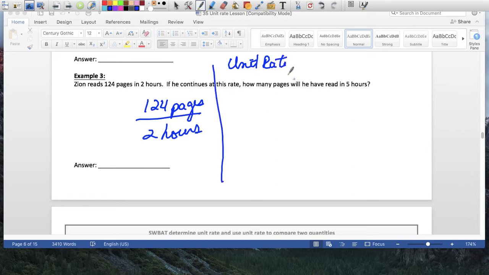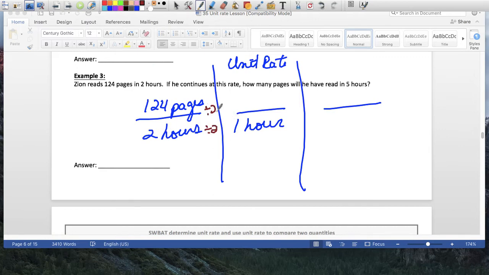So we have 3 columns on there. So your unit rate is going to have 1 hour at the bottom, yeah? So how do we change the 2 to 1? We divide by 2 and divide by 2 over here. So 124 divided by 2 is 62. So we write 62 pages in 1 hour.